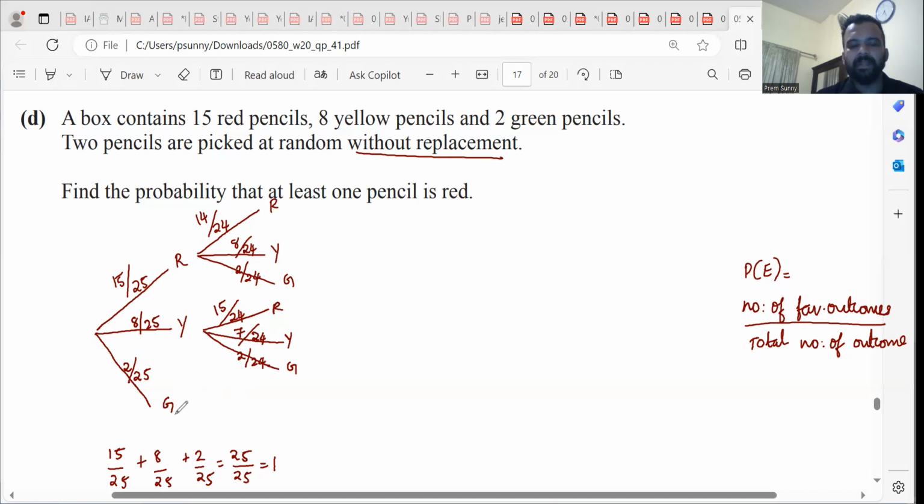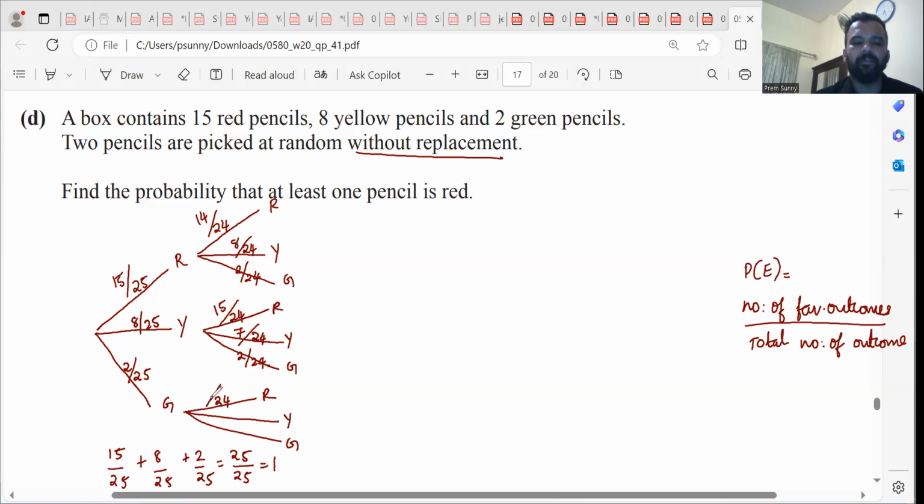Finally, this is the case where I'm going to assume that in my first attempt I got green. In the second attempt I can get a red or a yellow or a green. After getting green in my first attempt, I'm not keeping it back. It is without replacement.